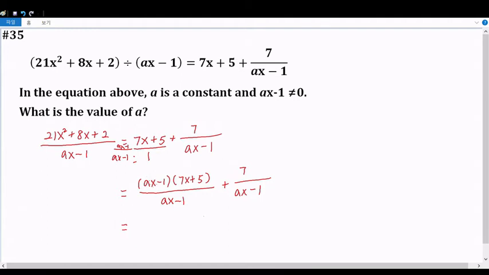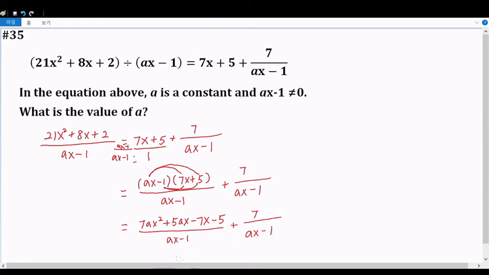Let's distribute. Ax times 7x is 7ax squared. Ax times 5 is plus 5ax. Negative 1 times 7x is negative 7x. Negative 1 times 5 is negative 5, over ax minus 1 plus 7 over ax minus 1.